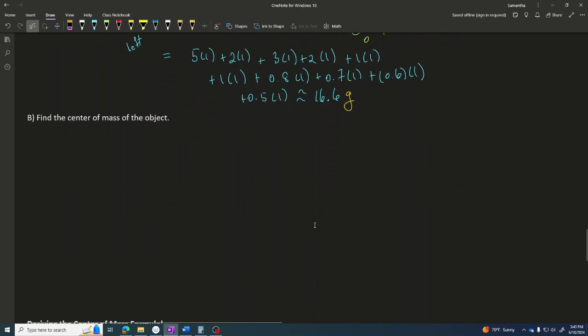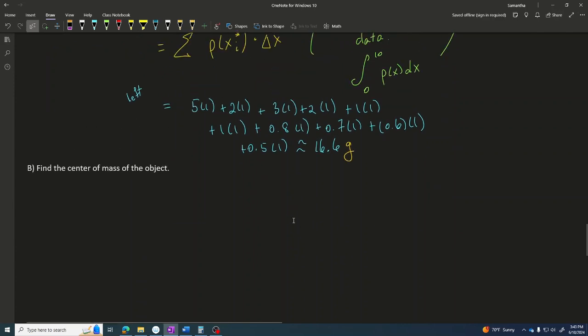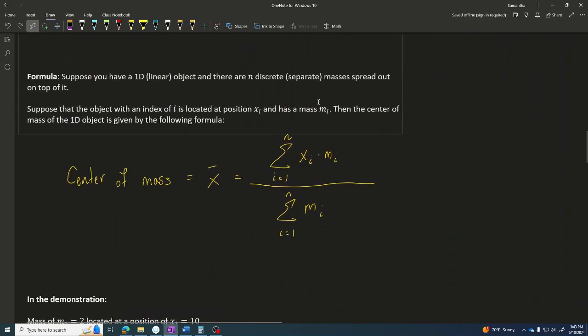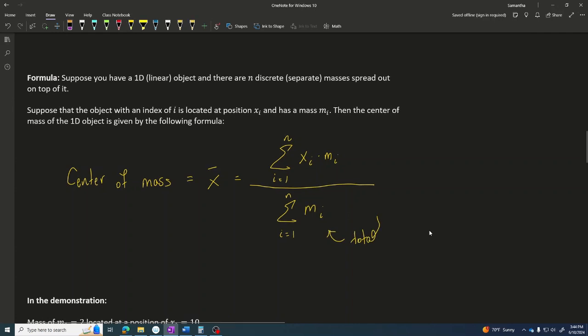So in part B, they say find the center of mass of the object. And to find the center of mass, we're going to need to think about what happens with this formula in our situation. And in our situation, we really still have to figure out what is going on with this numerator, because in part A, we have already figured out what's going on with the denominator. We have already estimated the total mass.